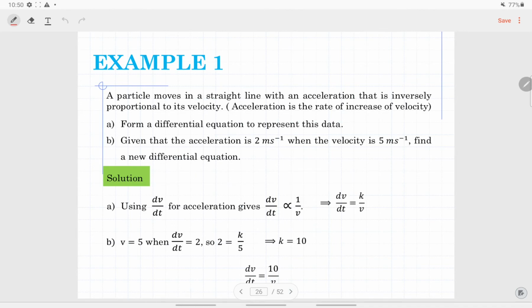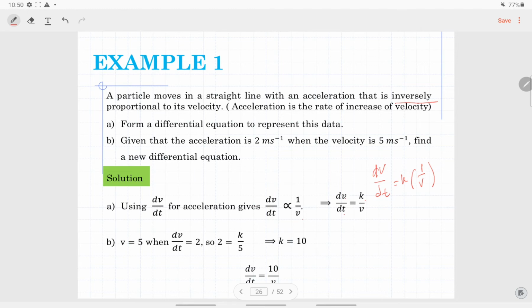A particle moves in a straight line with an acceleration that is inversely proportional to its velocity. Acceleration is the rate of increase of velocity. You need to form a differential equation to represent this data. Using dv over dt for acceleration gives dv over dt proportional to the inverse of velocity, inversely. So dv over dt equals k over v. Remember, k times inversely proportional to velocity.